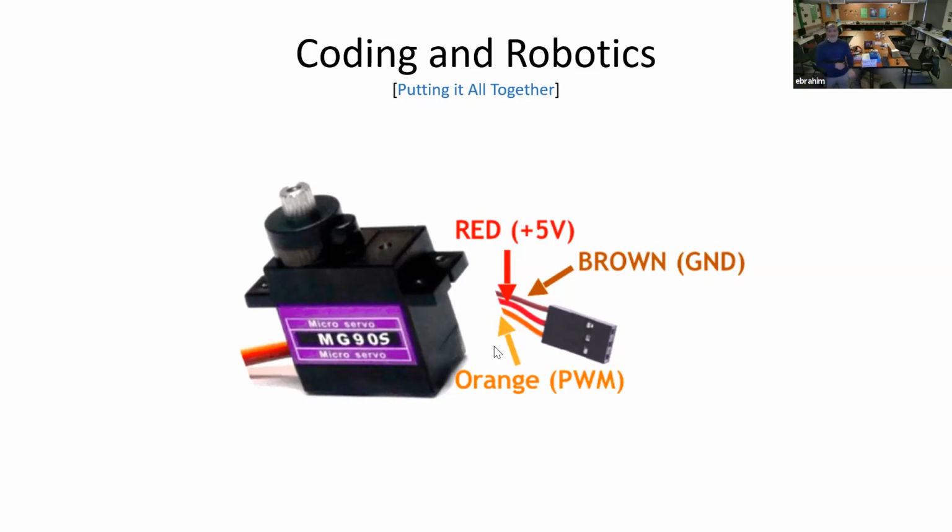Now, what is PWM? It's pulse width modulation. That is how I talk to this motor. On the PWM wire, I would send a signal through, and that signal will tell the motor exactly which angle I want to move.